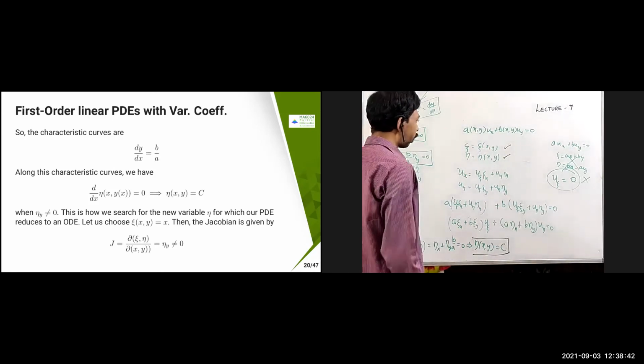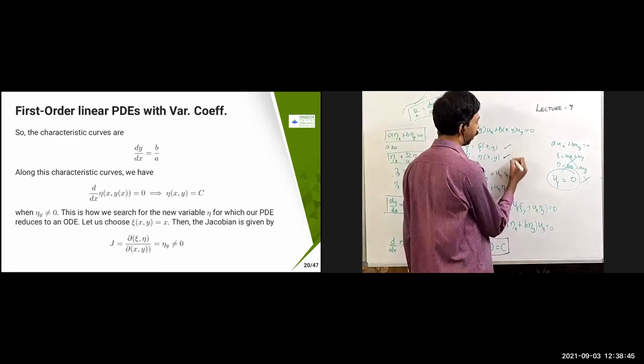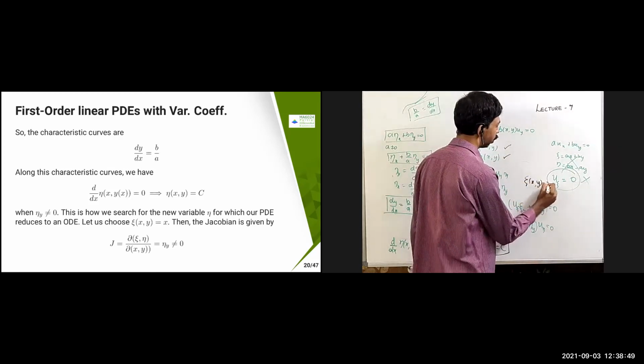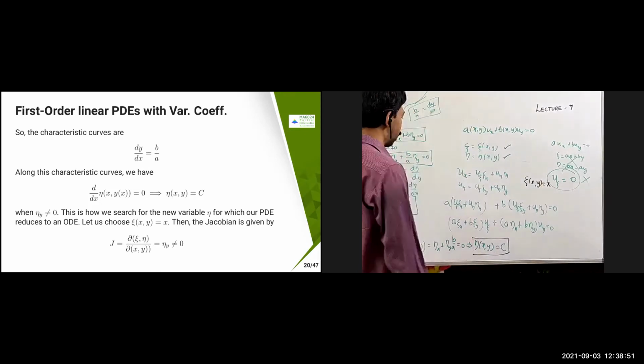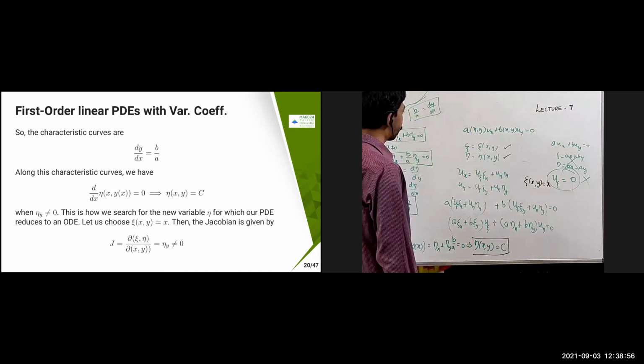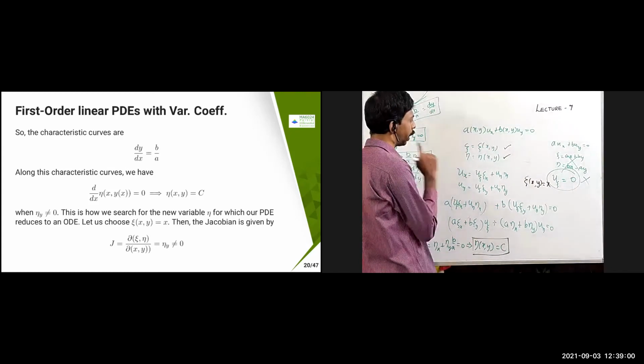Now what I'm going to select is chi of x comma y equal to x. I'm going to select it. Then what is going to happen? Let us see. What is the Jacobian? We have to find it, in such a way that this is going to happen.